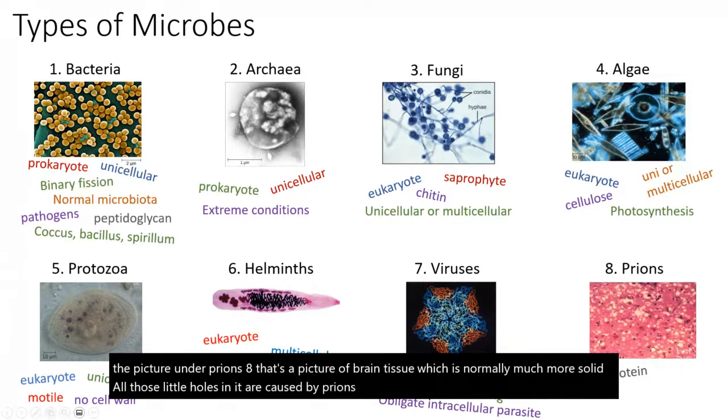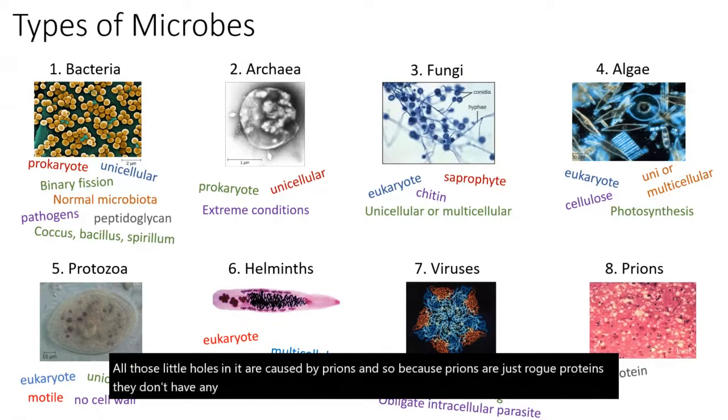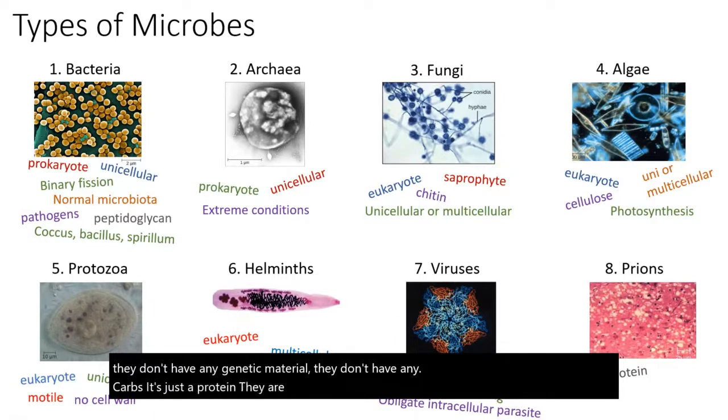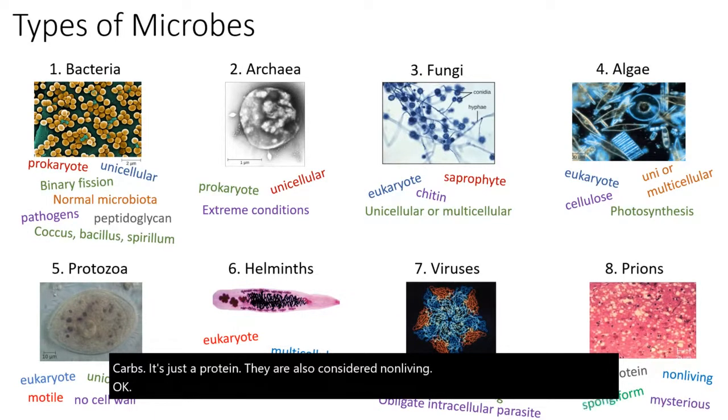Because prions are just rogue proteins, they don't have any genetic material, they don't have any carbs, it's just a protein, they are also considered non-living. All right, so they are mysterious because we don't know a lot about them.